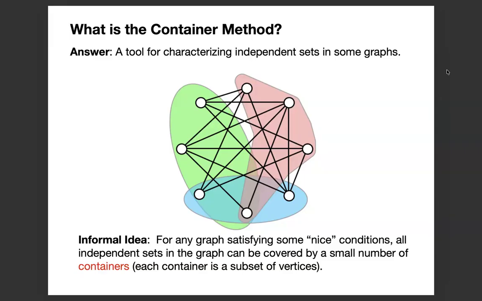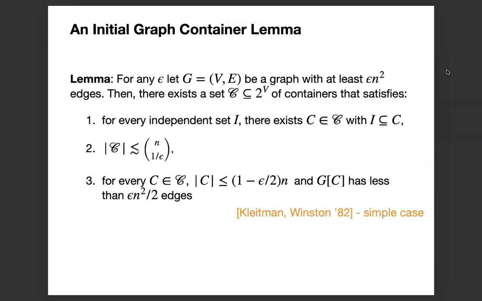Okay. So let's try to formalize this a little bit. Oh, I guess 2 things I should say first. What do we want for this to be non-trivial? Well, if the containers are really big, then it's not very interesting. I could just give you the entire vertex set as a container, and that's pretty boring, because of course that covers all the independent sets. Also, we want that there's not too many of them, because I could just give you all 2 to the n possible containers, and again, boring. So we want the containers to be small and not too many of them.